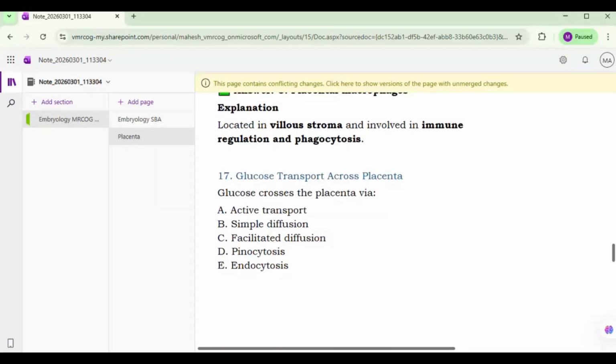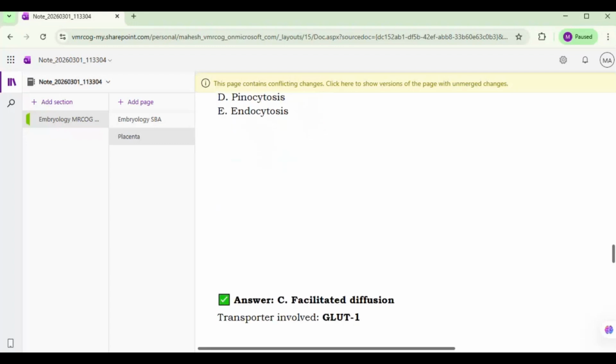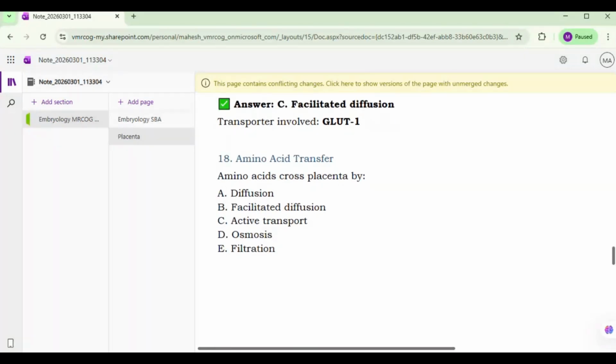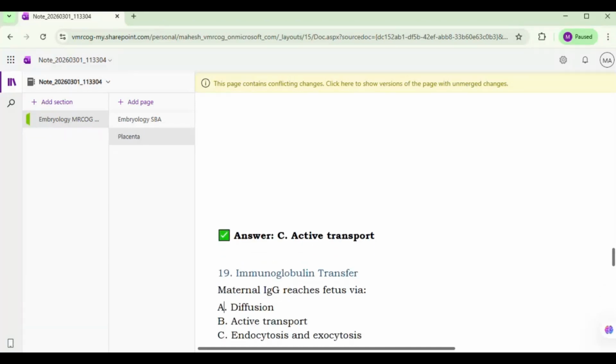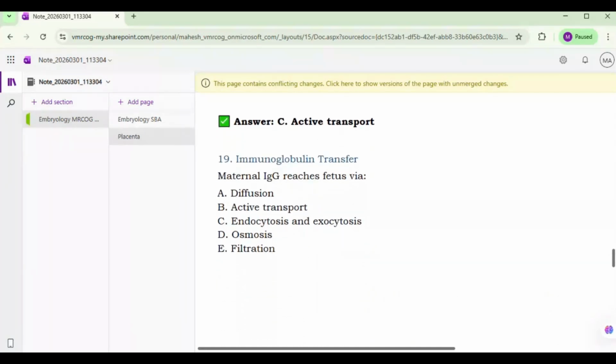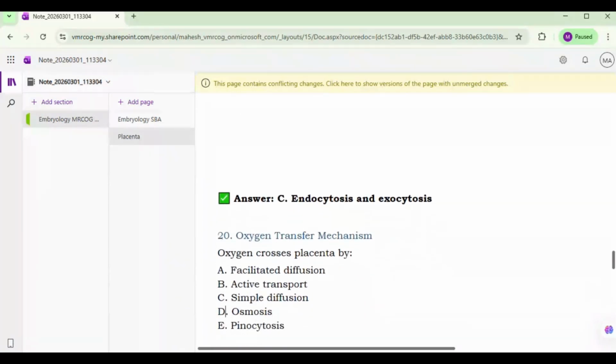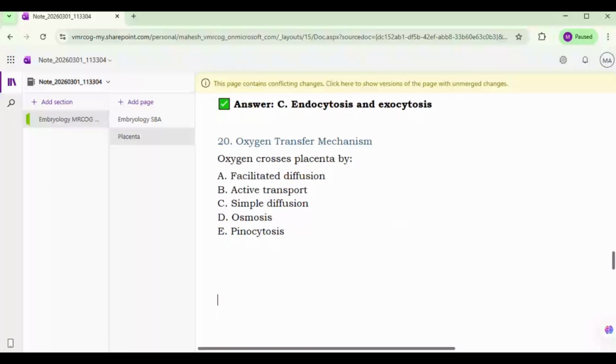Glucose crosses the placenta via facilitated diffusion, GLUT1, option C. Next. Amino acids cross the placenta by active transport, option C. Immunoglobulin transfers by option C, endocytosis and exocytosis. Oxygen transfers by simple diffusion, option C.